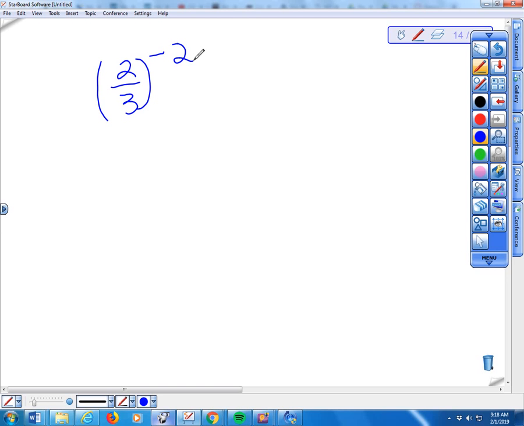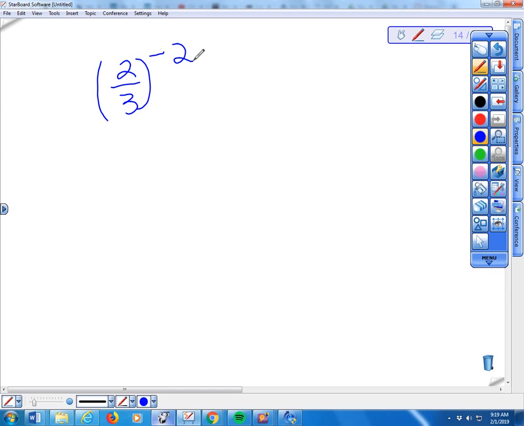A negative exponent does not mean you make the number negative. It means you switch the exponent to the bottom. Let me say that again. A negative exponent does not mean you change the sign of whatever the base is. It has nothing to do with the sign of the base. A negative exponent just means you flip it. You flip it, and then you make it positive.